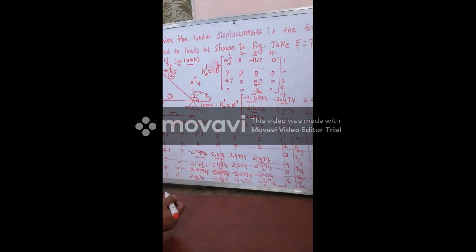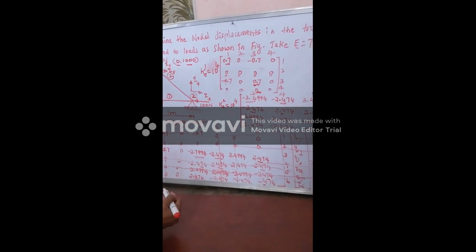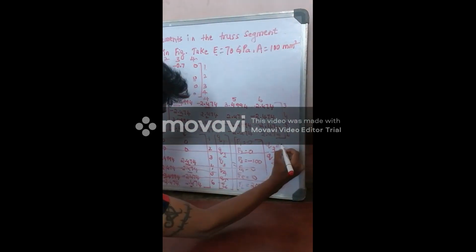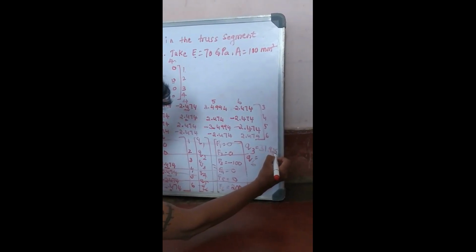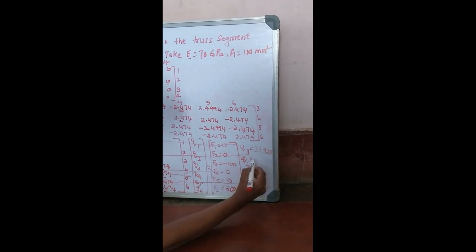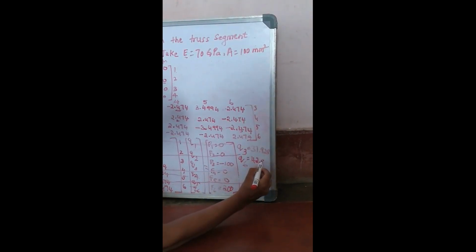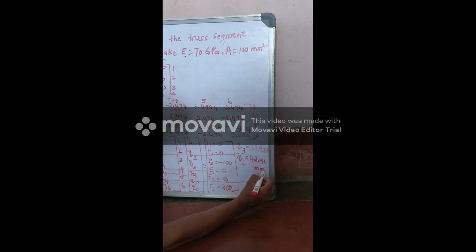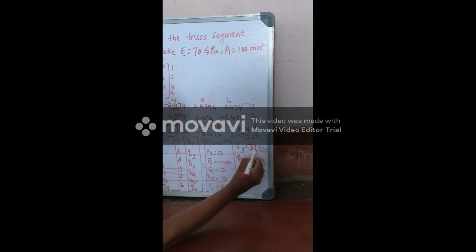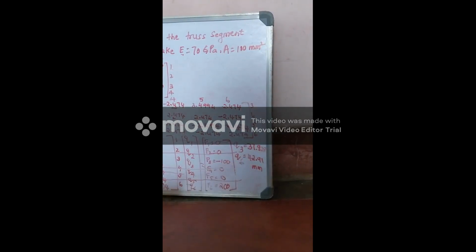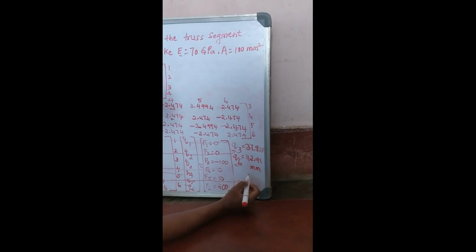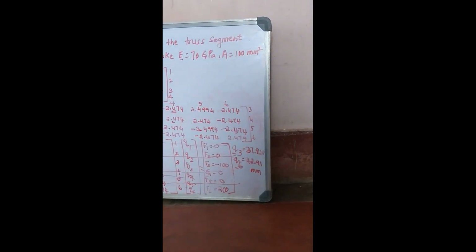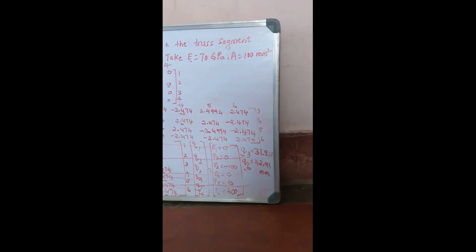So we'll be getting Q3 and Q6, and if we solve this equation, the value of Q3 will be 37.928 and the value of Q4 will be 42.91. So all these dimensions are in mm. This is Q6 and Q3. Okay, this is how we should find out nodal displacements for a truss element.